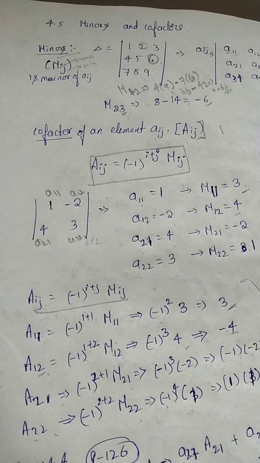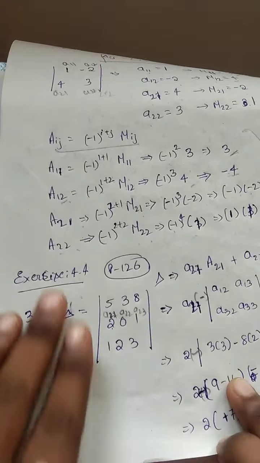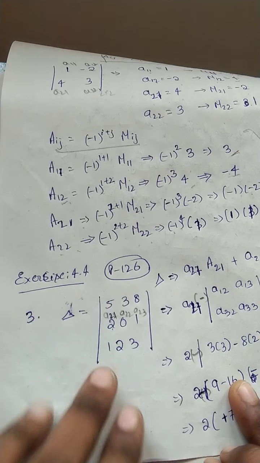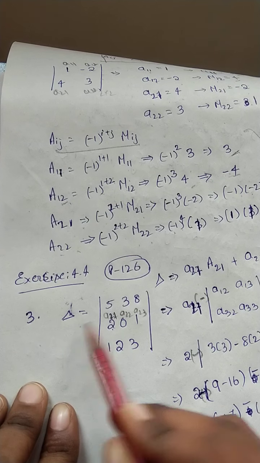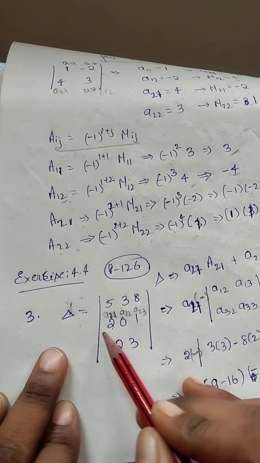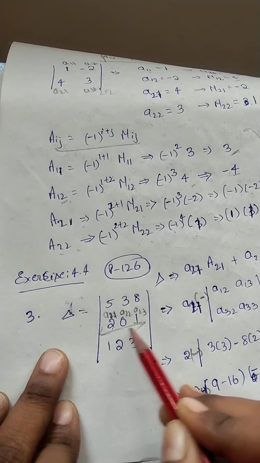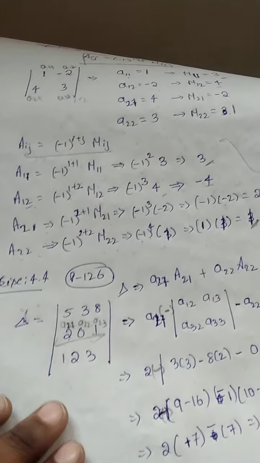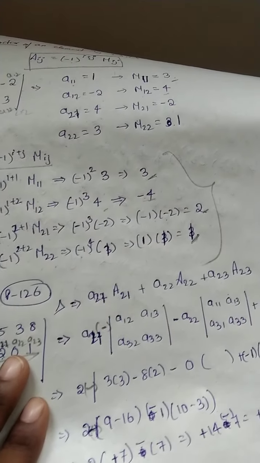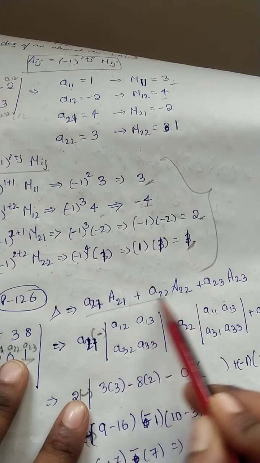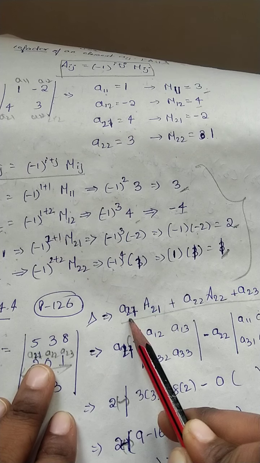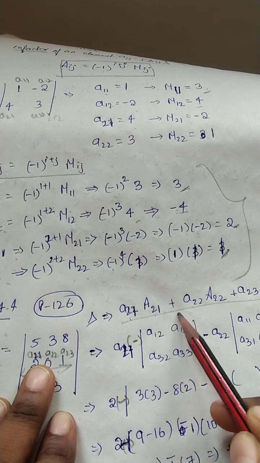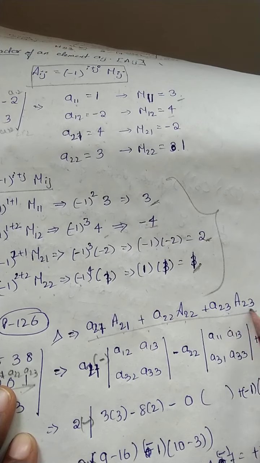Now we'll see one example exercise problem related to this. In exercise 4.4, page number 126 in the textbook, third problem, we have to find the delta. They have given the determinant, and you have to calculate along the second row. That is the question they have given. So along the second row, this is your formula: element A21 into minus cofactor, plus element into cofactor, plus element into cofactor.